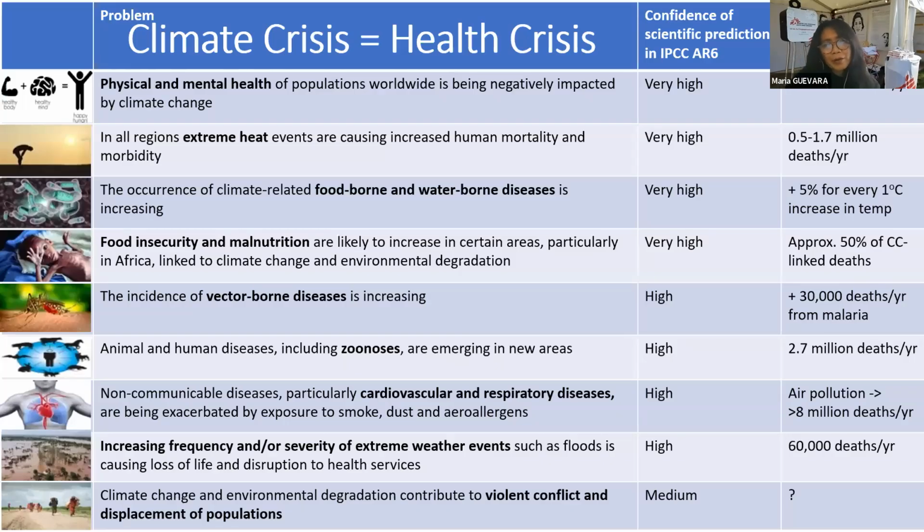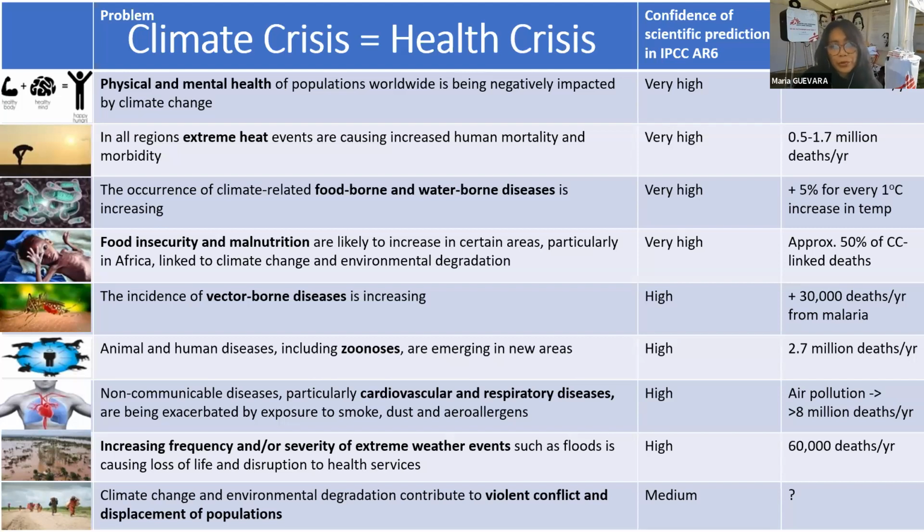So just a bit of reminder of this past year: the Intergovernmental Panel on Climate Change released their 6th assessment report, and there is no question that there is an unequivocal link to health for the climate crisis. Whether that's on physical and mental health worldwide, the extreme heat events that we see everywhere, the food-borne and waterborne diseases, food insecurity and malnutrition, vector-borne diseases, zoonosis, NCDs or cardiovascular respiratory diseases, and as we've just heard, the increasing severity of extreme weather events.